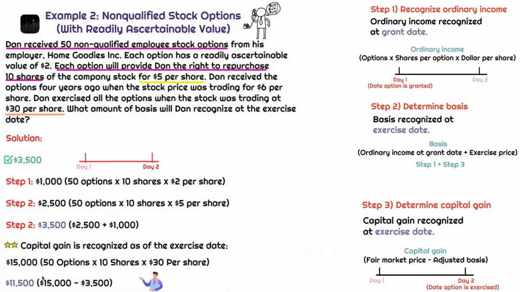Okay, so what about the employer? They're still not going to recognize anything as of this date, right? They already recognized their deduction as of the grant date because once again, this is going to be a non-qualified option with a readily ascertainable value.